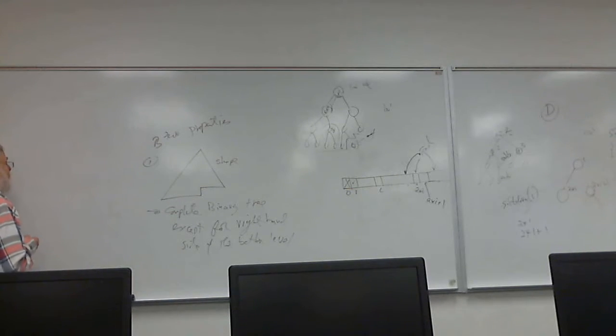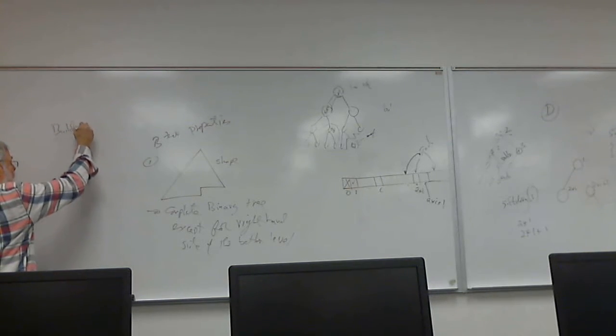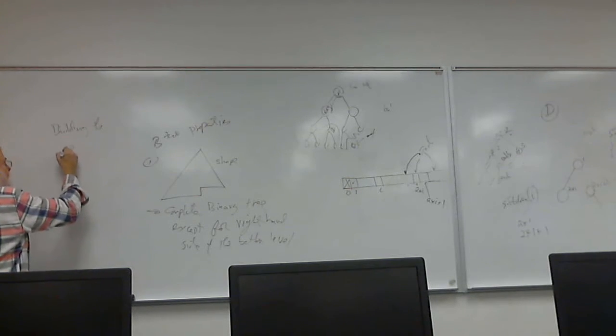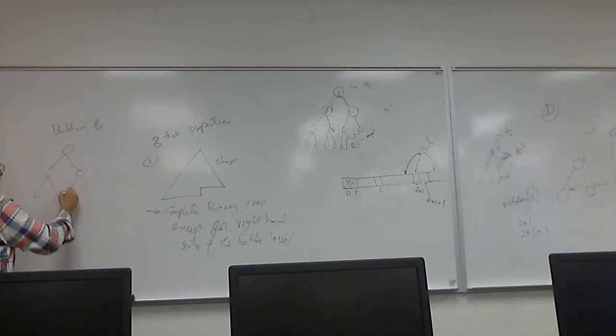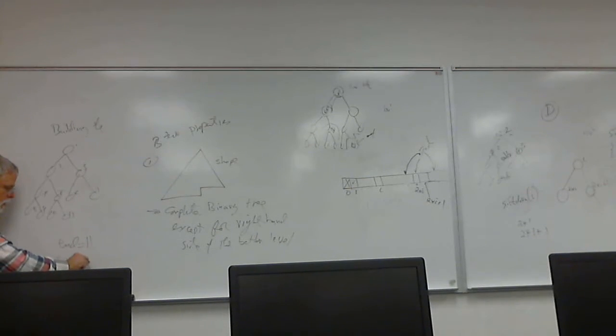So let's talk a bit more about building the heap. Let me put a tree here. Say this is the tree. Let's count the nodes: 1, 2, 3, 4, 5, 6, 7, 8, 9, 10, 11. So in this picture, n is 11, and so n over 2 is 5.